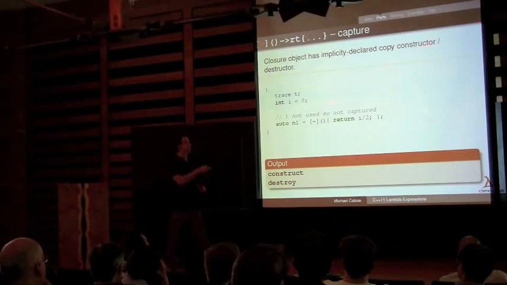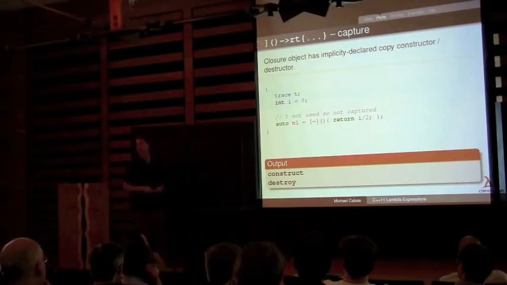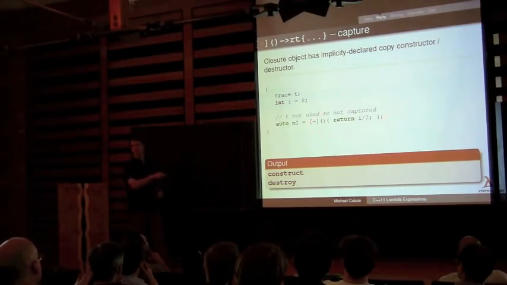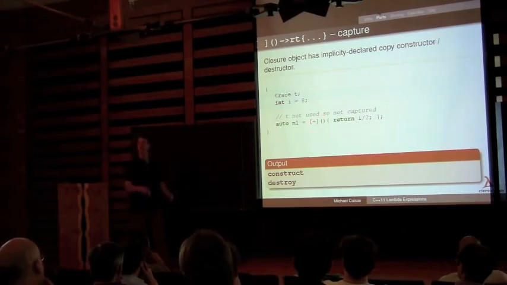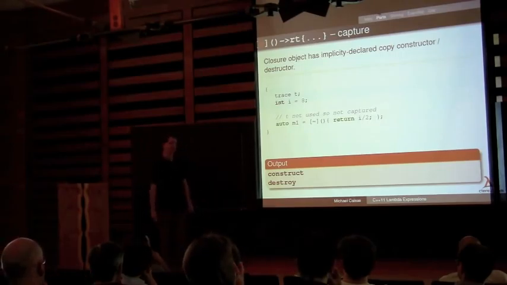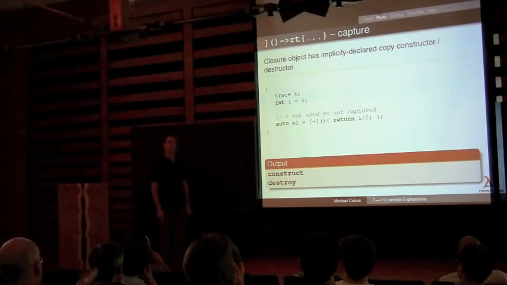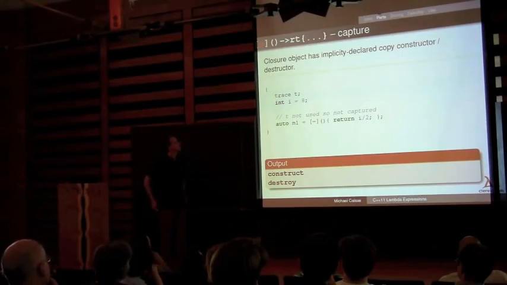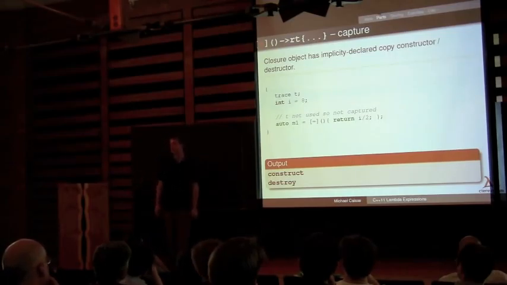Oh, the expression is evaluated, and it's assigned to M. And I now have a closure object, M1. This has been evaluated. You might get a warning that it's an unused variable, because you're not calling it. I wanted one, but I didn't get one. Yeah, so because we don't use it, it's not captured.